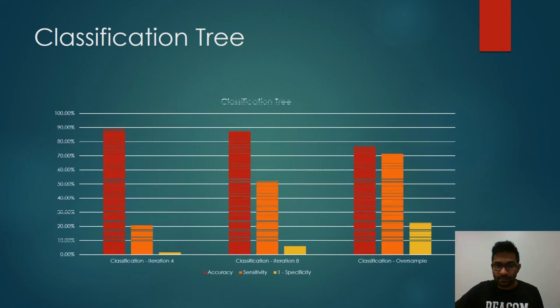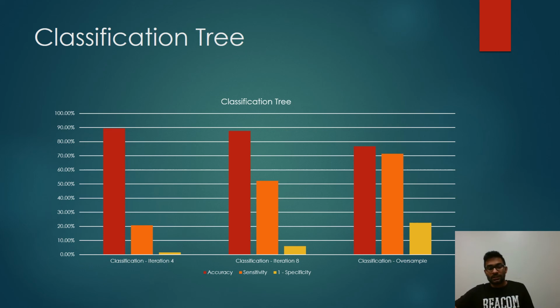Sensitivity matrix. So this is iteration 4 with the high accuracy, this is iteration 8 with the highest sensitivity, and the last one is the oversampled one with 27 terminal nodes. You can see that the sensitivity has increased while the accuracy has decreased. So it's kind of a trade-off.